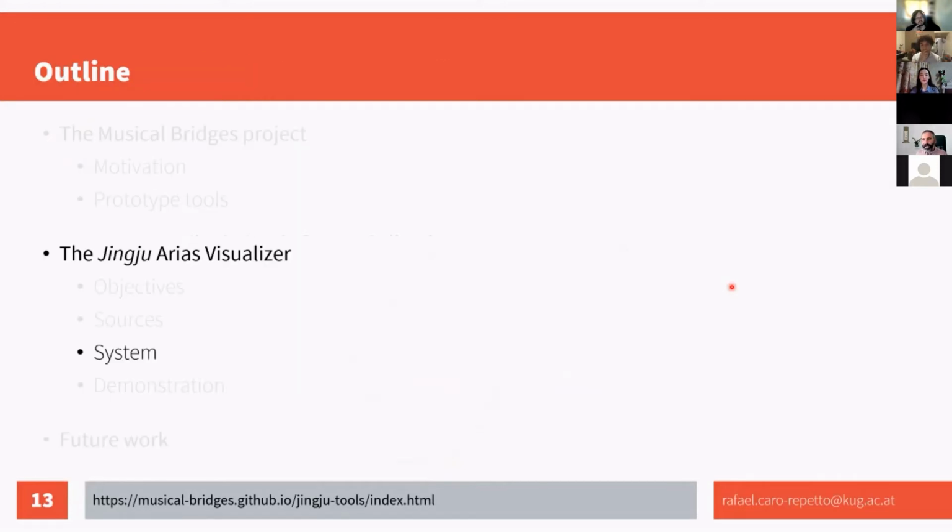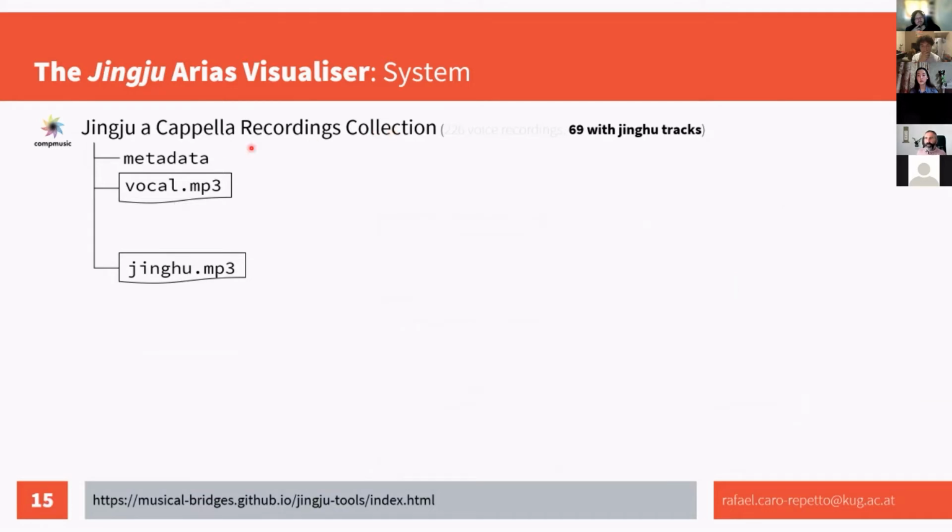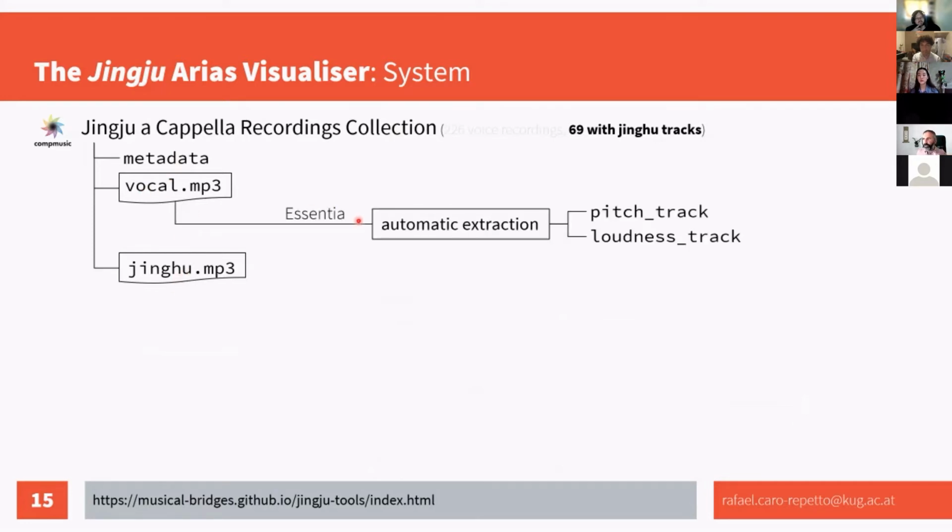So now I'm going to go very quickly through the system, which is this complex thing here. I just want to show what is computed manually and what is done automatically. So step by step, in the collection, we have the metadata of each recording, and then we have the vocal part and the jinghu part. Then I use the vocal recording, and I extract automatically using Essentia, which is a library of algorithms for audio analysis, the pitch track, the pitch contour, and the loudness contour.